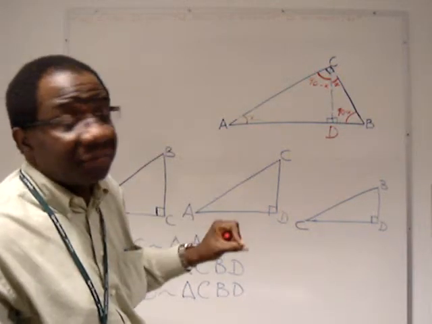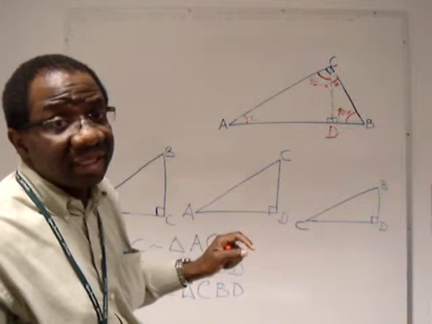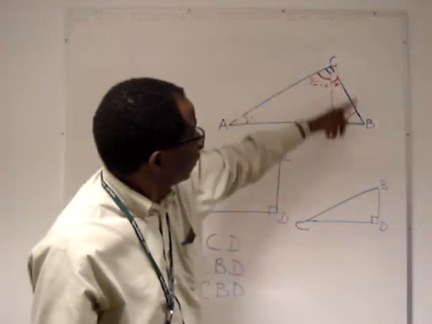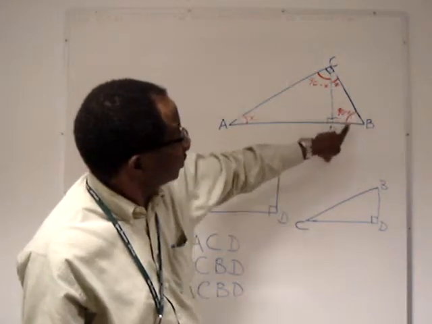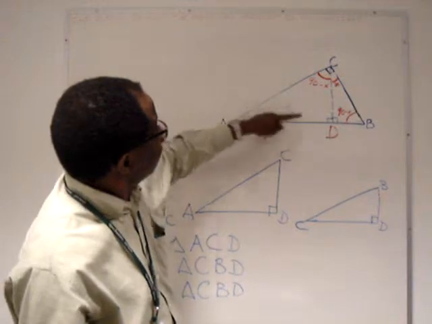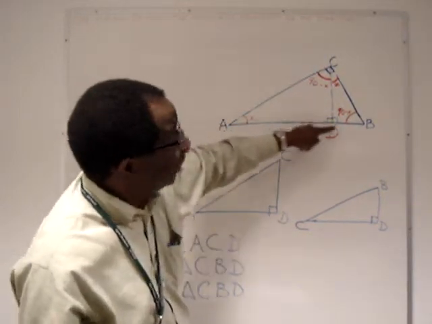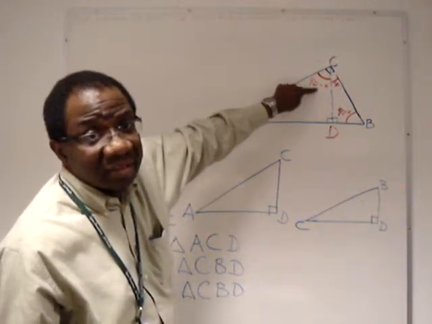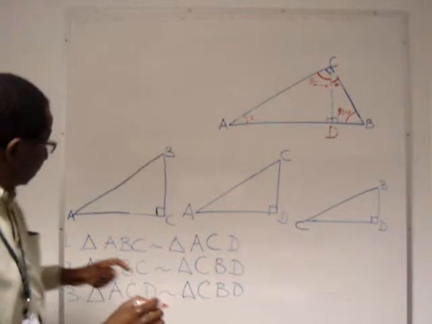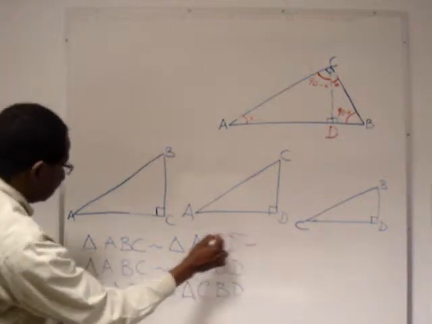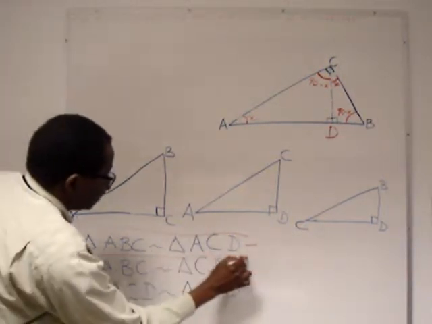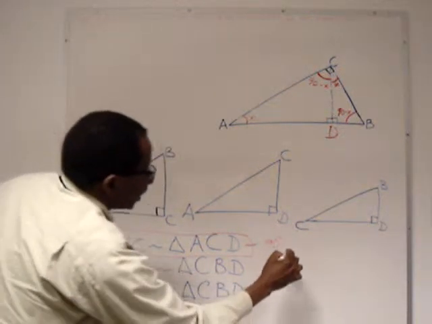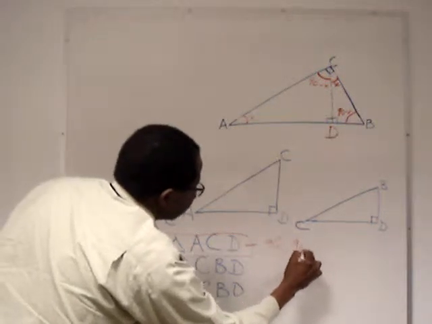Each one of them includes the angle 90 minus X, not X. The big one, the original big one, includes an angle 90 minus X, this one. And then the bigger of the smaller two triangles, ACD, also includes an angle 90 minus X. So in this first relationship, each one of these two triangles has an angle that is 90 degrees, and each one has an angle that is 90 minus X.